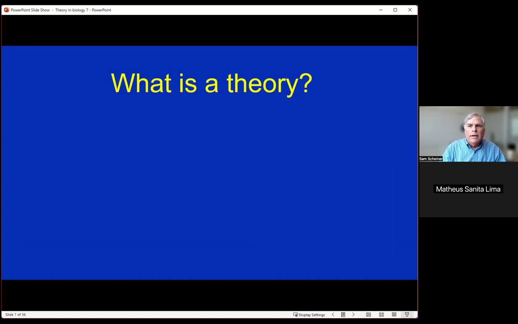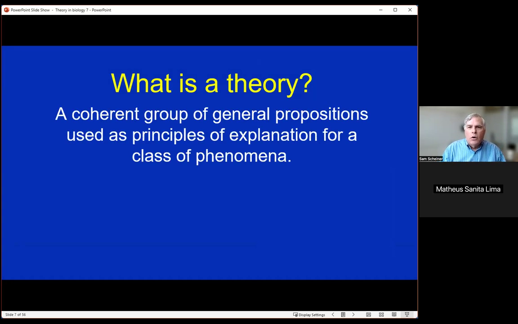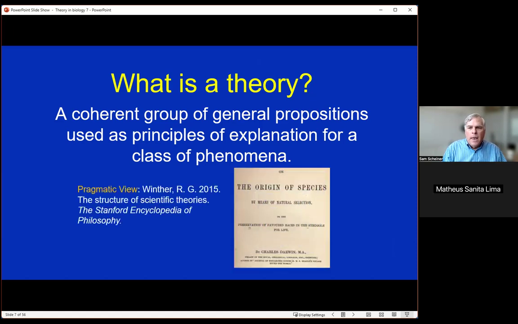But what is a theory, right? We're scientists, we deal with theories all the time. What actually is it? There are a variety of definitions, but one of which is a theory is a coherent group of general propositions that are used as principles of explanation for a class of phenomena. So what a theory does is it organizes our information, our knowledge, as a way of explaining natural phenomena. That's what science in general is doing. It's explaining the natural world. Now, this view of theory is what's called the pragmatic view, if you talk to philosophers of science.